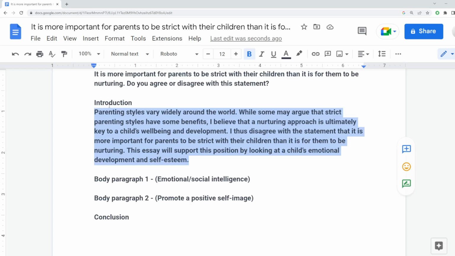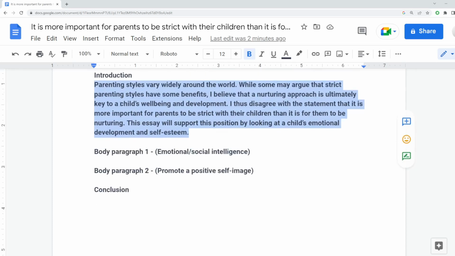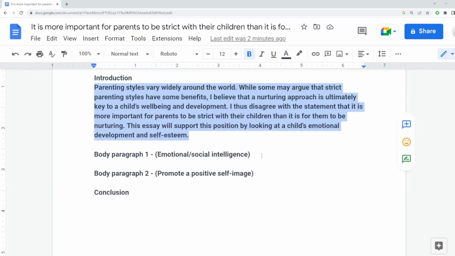The second thing is we very clearly see the writer's opinion. And the third thing is we very clearly see what supporting points are going to be brought up in the essay to prove our position or to support our position. Okay? Now, let's go to the first body paragraph. And we're talking about the subject of emotional and social intelligence.